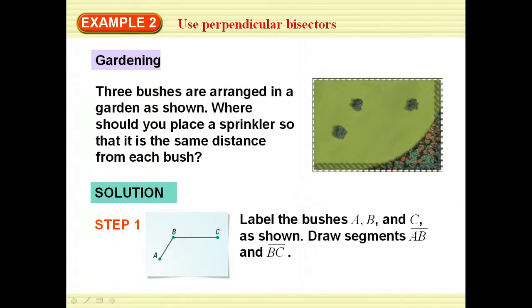How would I do that? Well, I would label the bushes A, B, and C as shown and draw segments AB and BC. So what I'm doing is I'm saying, okay, I've got this circle coming around here that goes through all of them, and I just drew two chords.